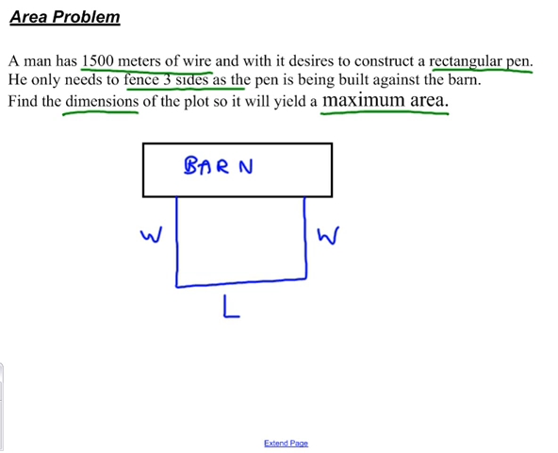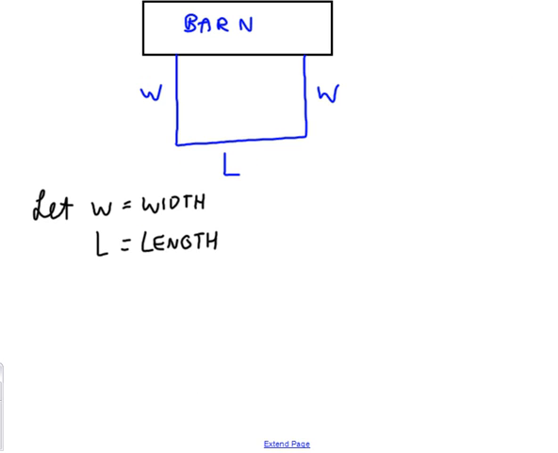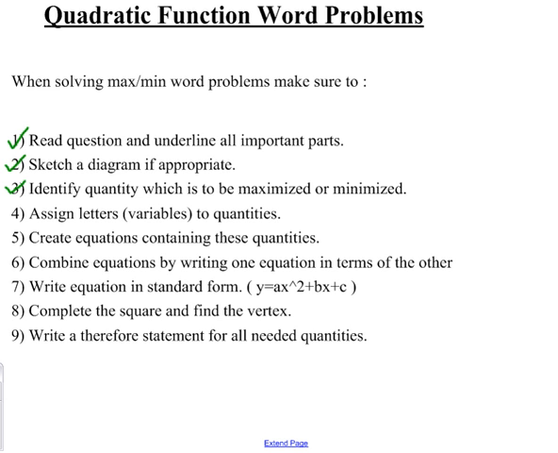Well, let's let W equal the width. Let's let L equal the length. And let's let A, since we're trying to maximize area, be the area. Okay. Now, next, we've assigned letters to quantities. Check. Create equations containing these quantities.